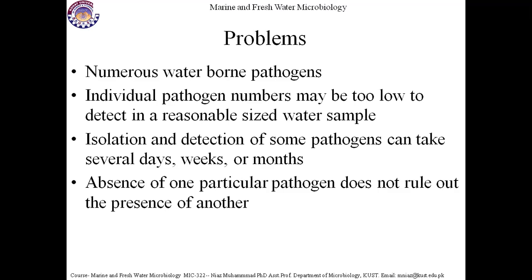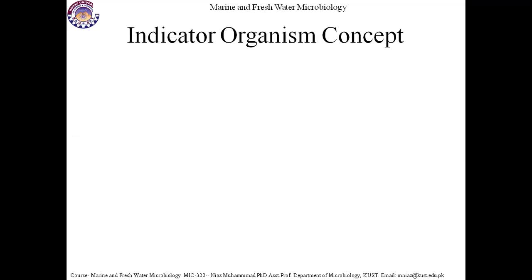So keeping these problems in mind, it has been established that we have to go for the indicator organism concept, that we will use one indicator. If that microorganism is present, it means others are also present. If this organism is not present, it means others are also not present. Therefore, keeping all these problems in mind, people have gone for the indicator microorganism concept.